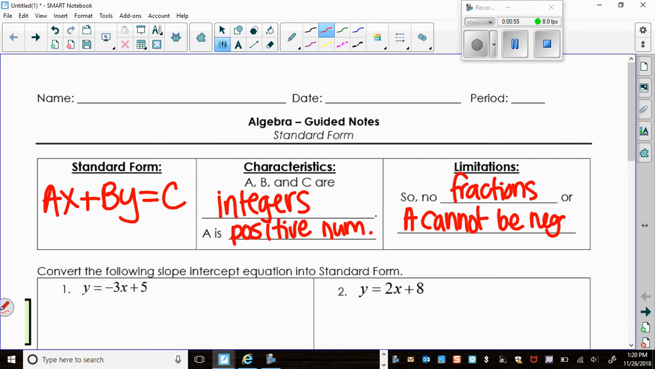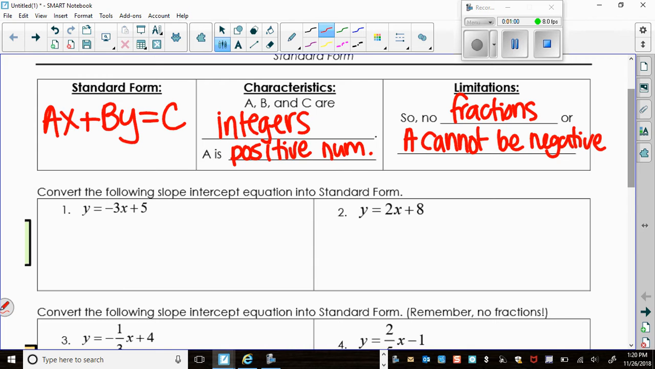Alright, so let's look at some of these practice problems. And this is basically literal equation review. Okay, so convert the following slope-intercept equations into standard form. So I want them in ax plus by equals c.